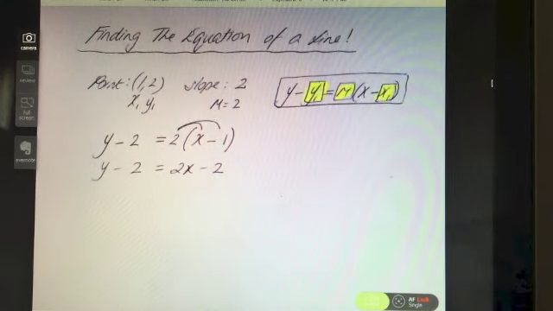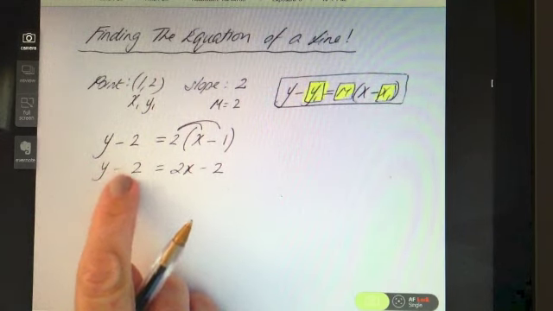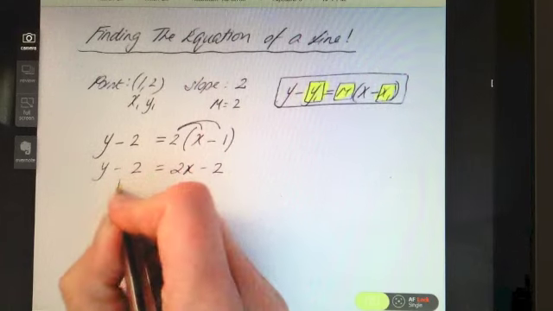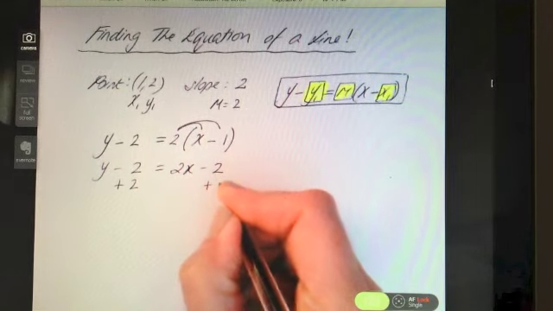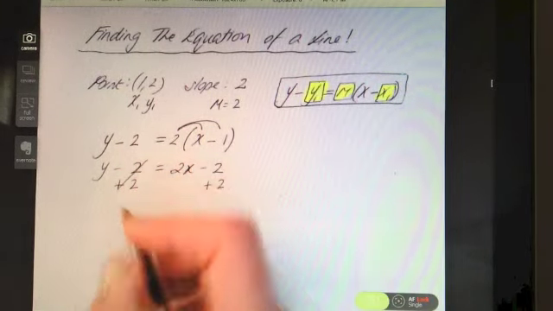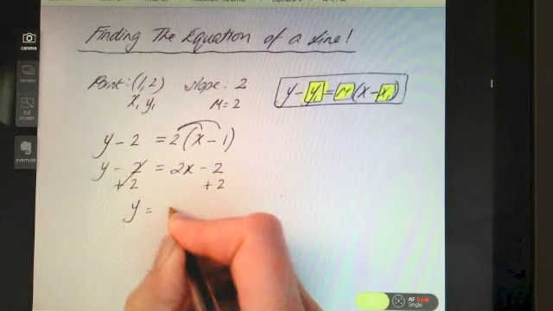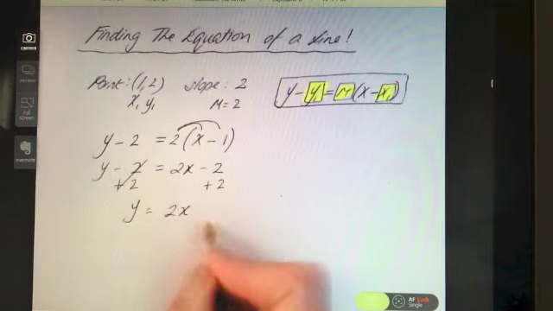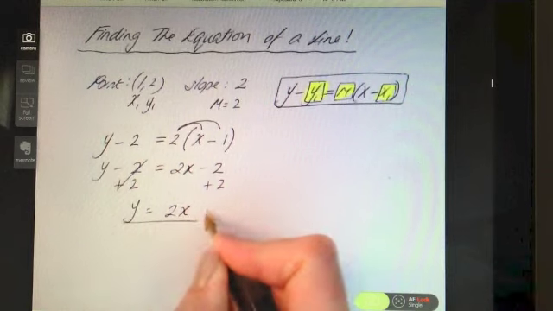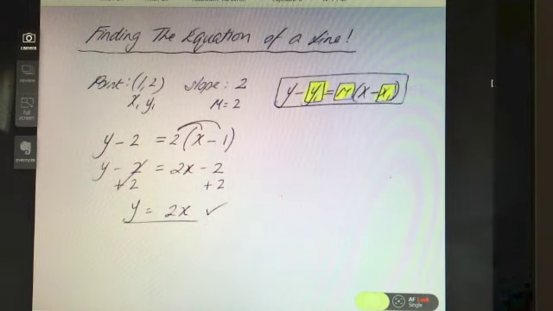And now what we'll do to tidy it up is we'll tidy up the number work. In other words, we'll get rid of the minus 2 on this side by adding 2, and of course that means we then add 2 to this side. So that will leave me with y on its own equals 2x. So that's the way we would tidy it up, and that is therefore the equation of a line.